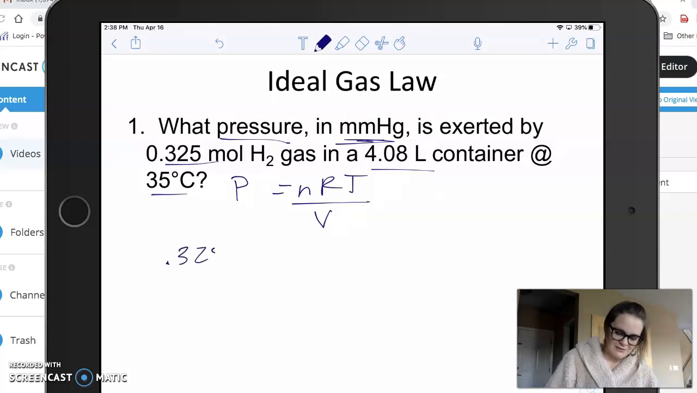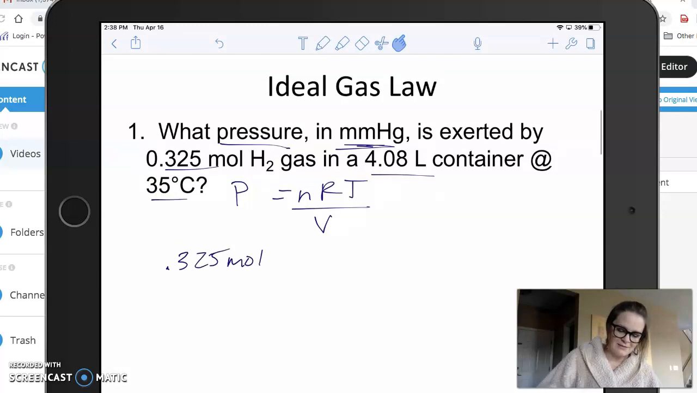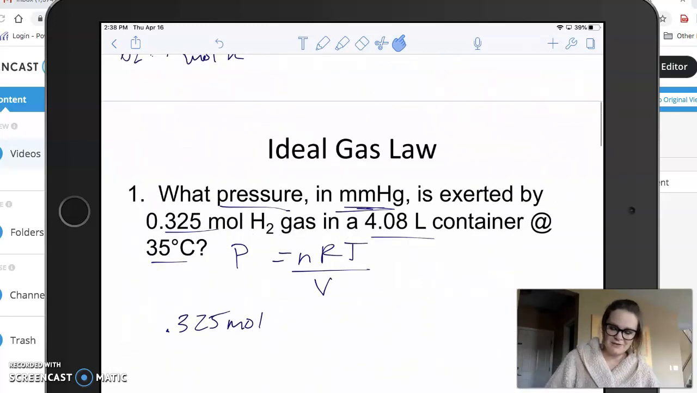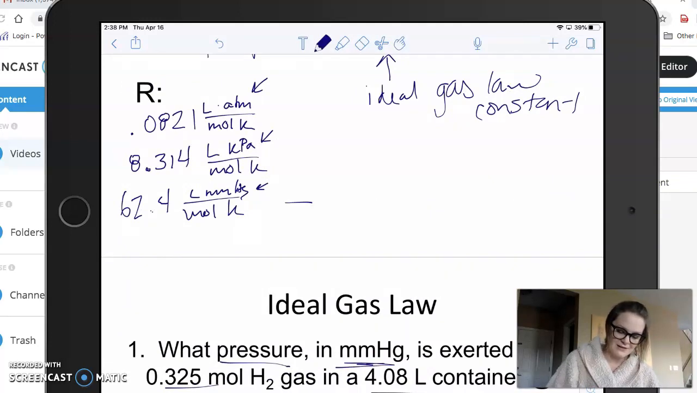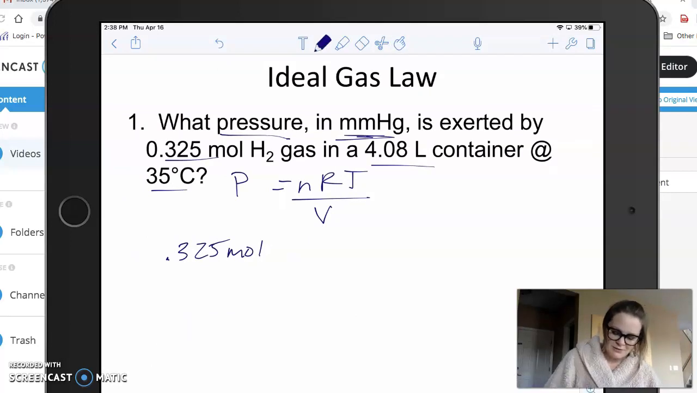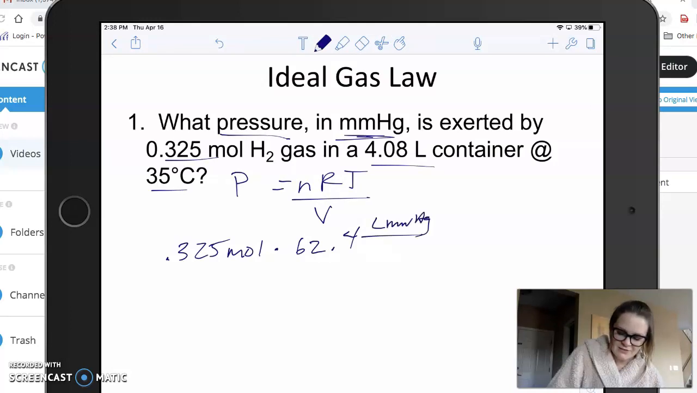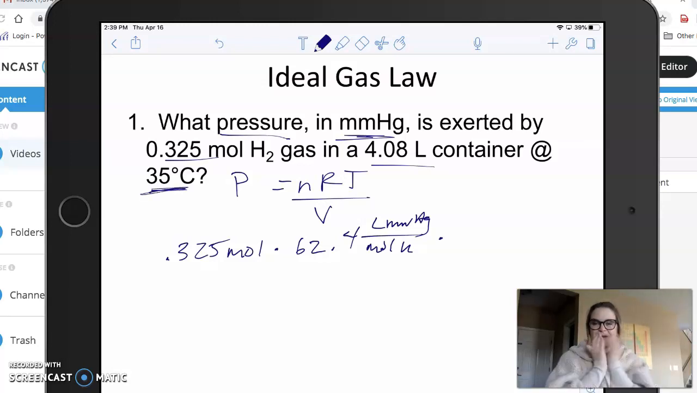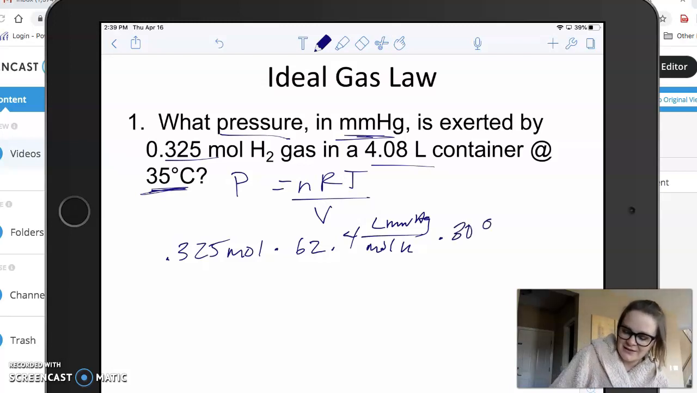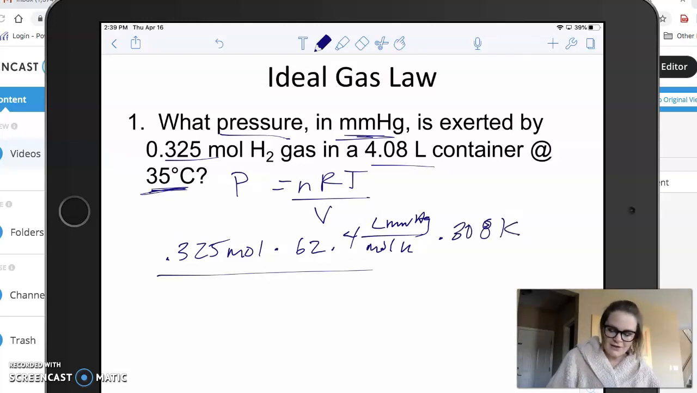So I'm going to take 0.325 moles. R, like I said, can be one of these 3, but in our problem we are using mmHg, so I'm going to pick the R value that has mmHg in the unit. So I'm going to use 62.4. So I'm going to do 0.325 moles times 62.4, and I'll write the units, liters mmHg over mole Kelvin, times the temperature. Do you see how it says 35 degrees Celsius? What unit does that have to be in? You're right, it's Kelvin. So I need to add 273 to it. That gives me that the temperature is 308 Kelvin, all divided by the volume, which is 4.08 liters.